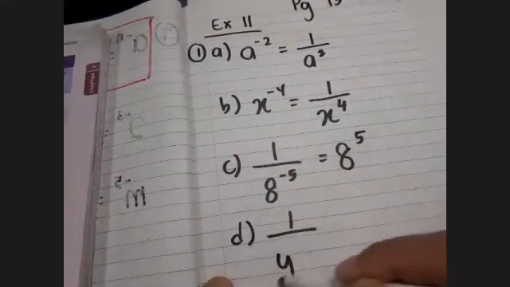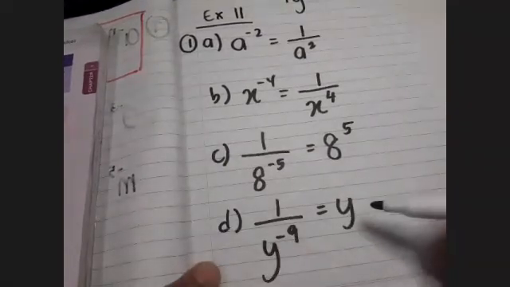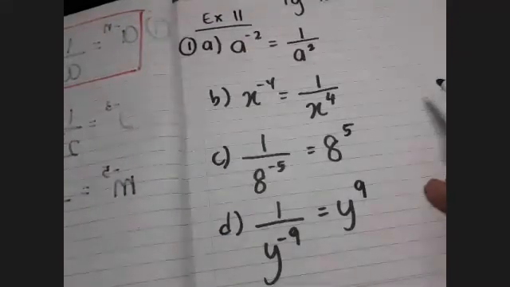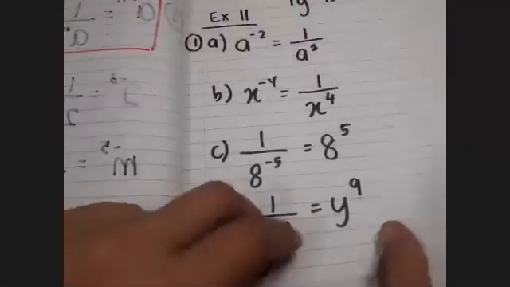D. 1 over y to the power of negative 9. So this is equal to, nak y jadi power positif, 9. Yes, good. Y to the power of 9. Thank you for responding. Baru saya rasa macam ada murid. Tidak, saya rasa saya cakap sorang-sorang saja.